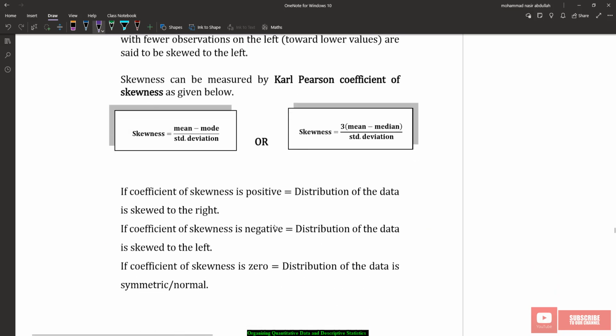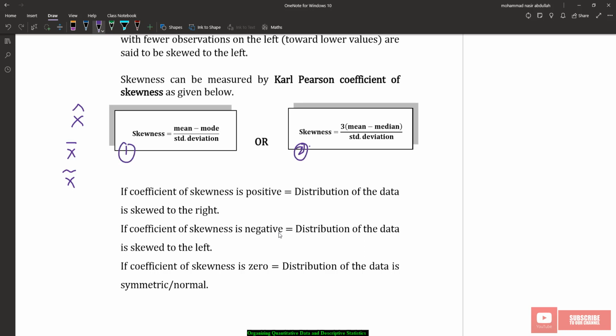So now, to measure skewness, right? We have two formulas. You can use either formula, right? The first formula is mean minus mode divided by standard deviation. And tadi I lupa nak introduce the symbol for mode. The symbol for mode is x hat. Right? Mean is x bar, median is x tilde. Right? So you can use either formula. This is the first formula, this is the second formula, right?